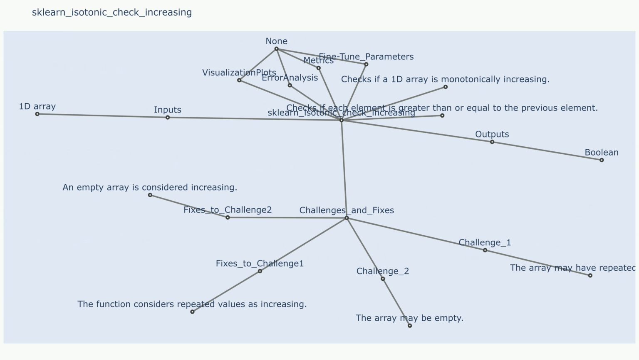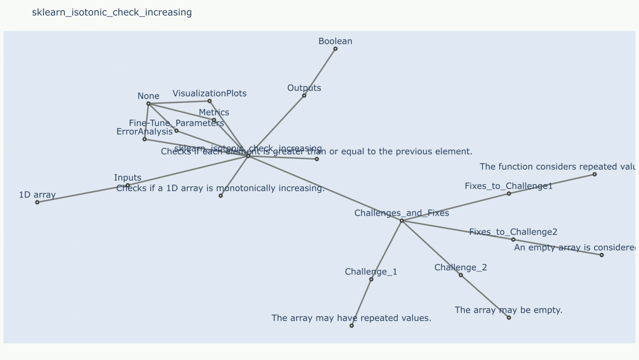Outputs. Output 1: is increasing, a Boolean value indicating whether the input sequence is monotonically increasing or decreasing, depending on the increasing argument. If the sequence is increasing or decreasing as specified, it returns true, otherwise, it returns false.